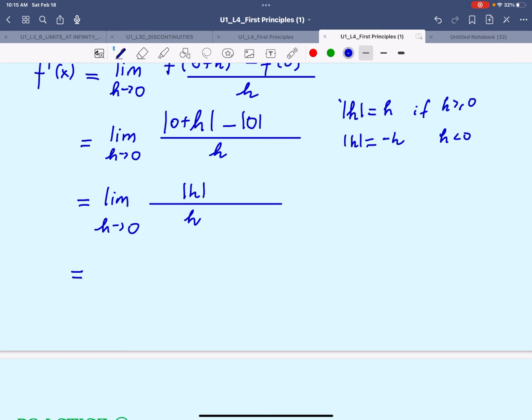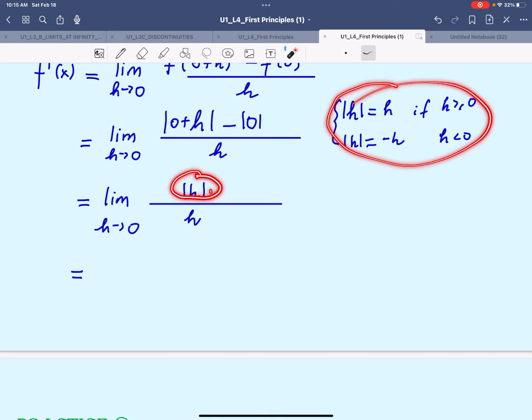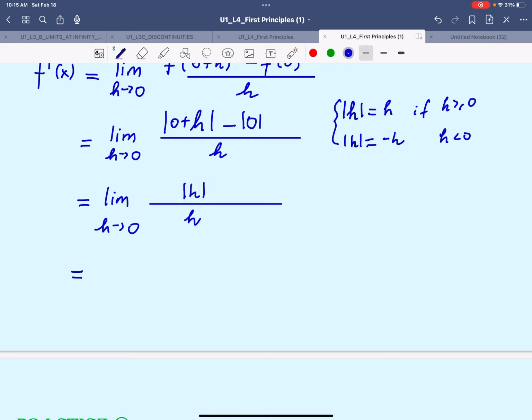So this will turn into sort of a piecewise function on its own, so this very expression in here, which means that if we want to remove the absolute value, we need to take both left and right hand side limits. So we'll break this limit down into two parts, or into two limits. So we'll find the limit as h approaches 0 from the right of absolute value of h over h, and we'll find the limit as h approaches 0 from the left hand side of absolute value of h over h.